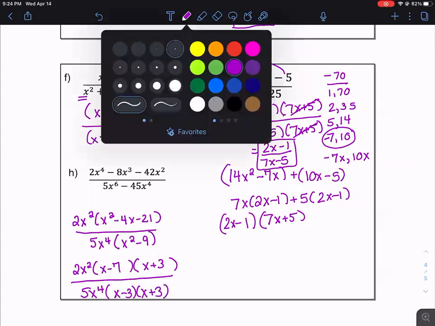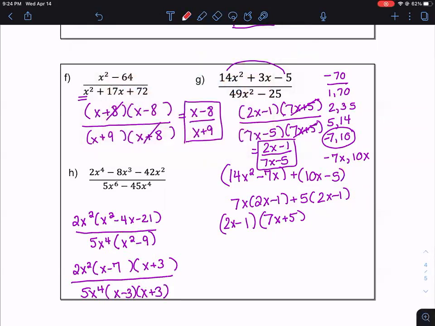Going in order from left to right, the 2 and the 5 will not reduce, but the x squared and the x to the 4th will reduce, so you're going to be left with an x squared in the denominator. And then the x plus 3s will reduce. So we have a 2 times x minus 7 on top, and then a 5x squared times x minus 3 in the bottom. The bigger you write or the more space you give yourself, the better it is that you don't miss something that you maybe wanted to include. So that is reducing in a nutshell.